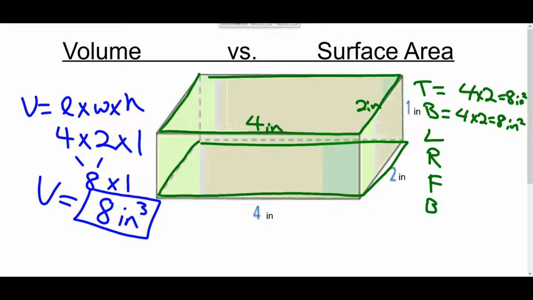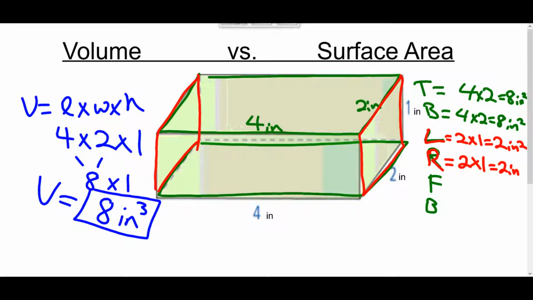I'm going to color code here. Let's call this left and right. Let's say this is our left. This is going to be this area here. So we have 2 times 1, which is going to be 2 inches squared. And then over here is our, well, I'm kind of getting them mixed up, aren't I? Left and right. I do know my left from my right most of the time. We're going to just copy and paste this, because the 2 sides of our box, these red outlines, have the same area.